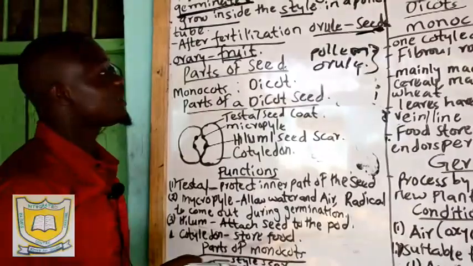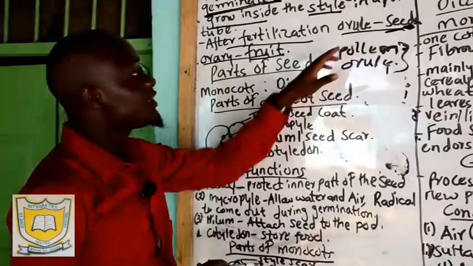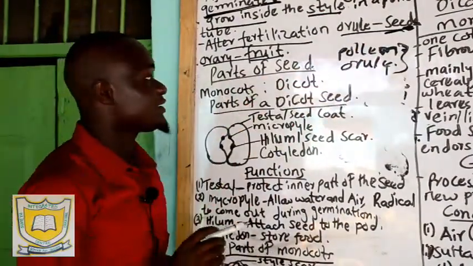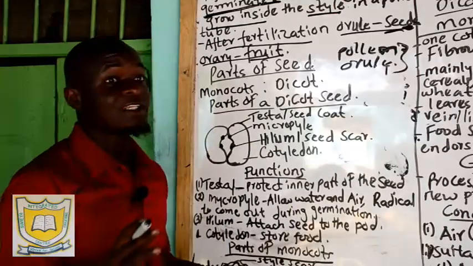Now when we move to the parts of the seed, after understanding how the seed grows, we move to the parts. The seeds have different parts. Now these seeds are divided into two.